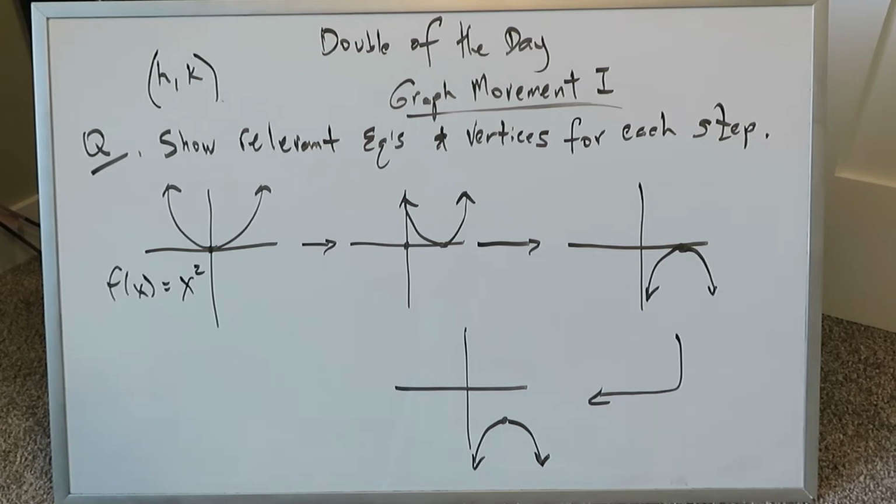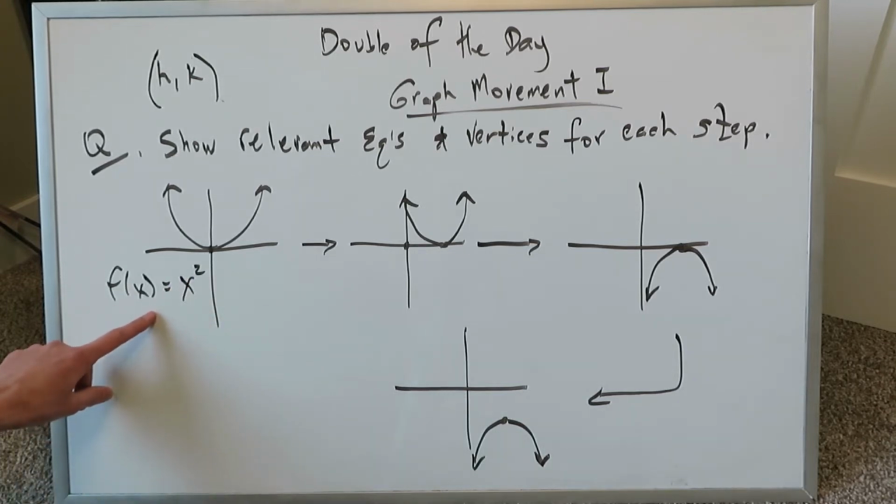Everything here is being looked at in a very generalized manner. We're focusing more on letters and forms than actual movement in terms of numerical quantities. The question is this, and both of the questions will be the same except we'll be using different representations. Show the relevant equations and vertices for each step.